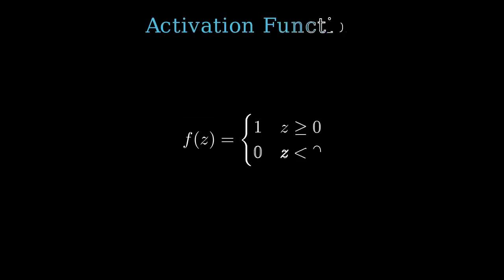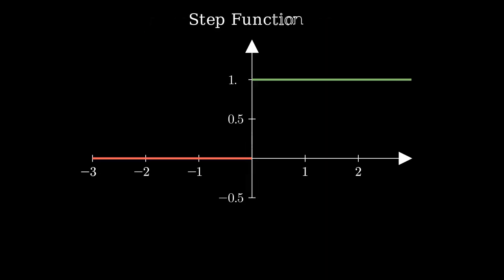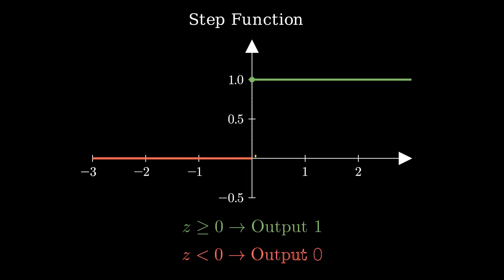Once we have the total sum including the bias, it is time for the activation function to do its job. In a classic perceptron, we use a simple step function to determine the final output. If the total sum is greater than or equal to 0, the neuron fires and produces an output of 1. If the sum is less than 0, the output remains at 0. This clear binary result is what allows the machine to make a definitive choice.